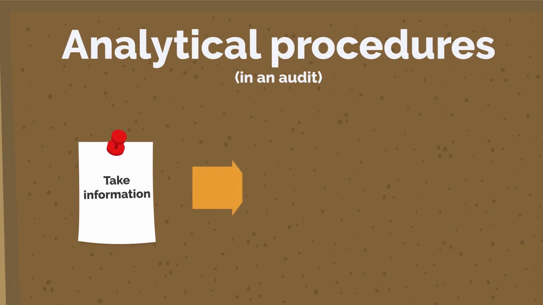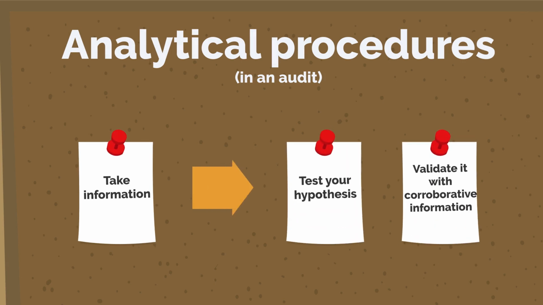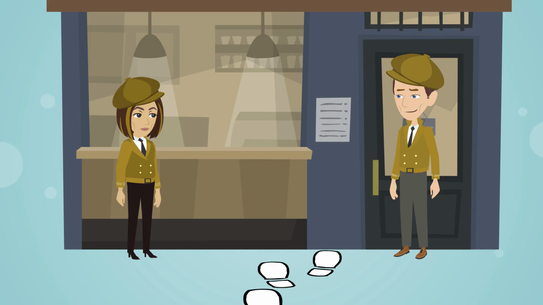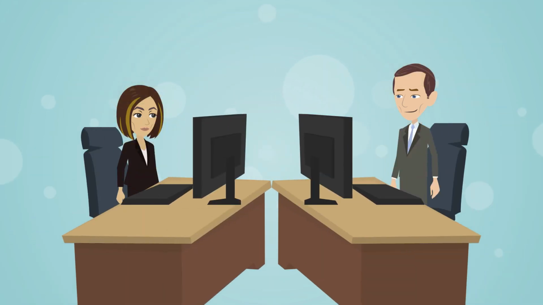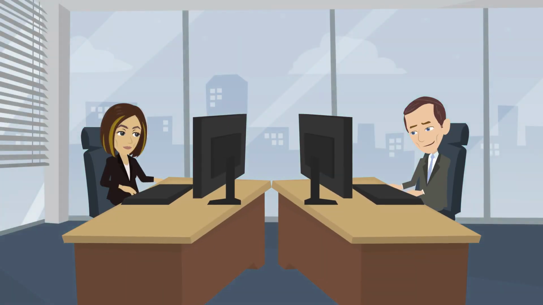You take information, and given the presence of plausible relationships, you then test your hypothesis and validate it with corroborative information. These can be effective and efficient tools when designed properly. So with that, let's dive into a few important reminders before we investigate analytical procedures.